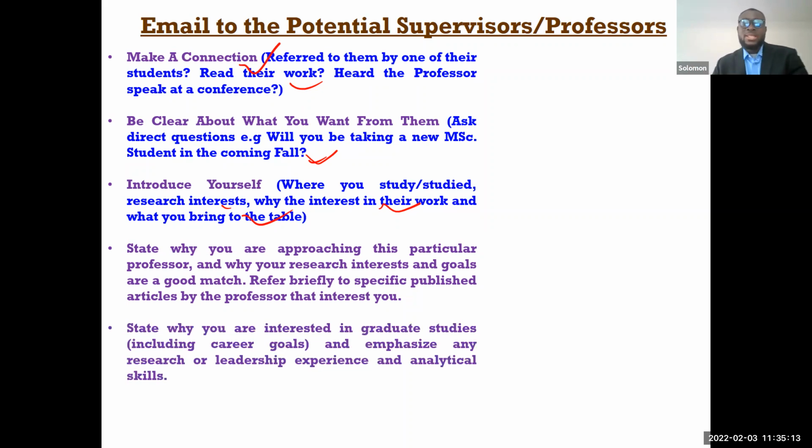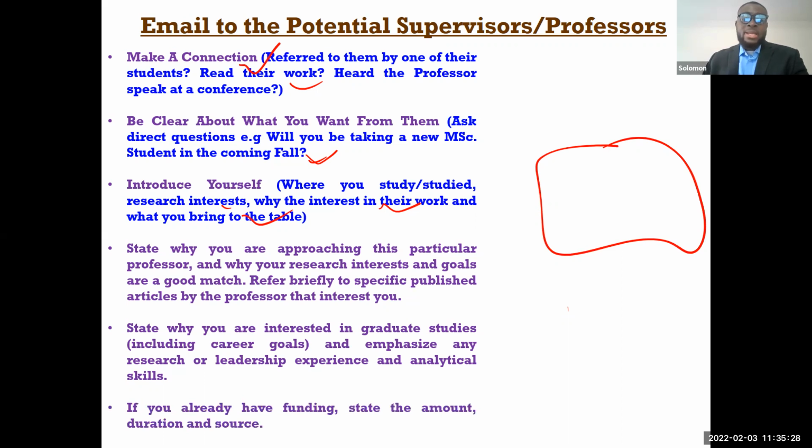And then state why you're interested in graduate studies, again, one sentence. So for me, I'm not expecting more than seven sentences from this one paragraph. Seven sentences, you're done. All right, with the straight-to-the-point thing at the back of your mind.